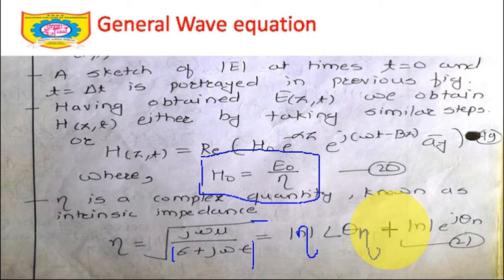This intrinsic impedance indicates how much resistance or impedance is offered by the medium for the wave propagation. When the wave is propagating from source to destination, definitely it requires a medium to propagate, and how much impedance or resistance is offered by that particular medium for the wave propagation from source to destination is indicated by the intrinsic impedance entity. So it is the eta value.